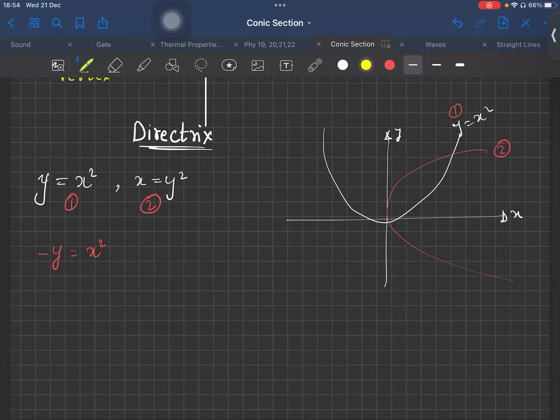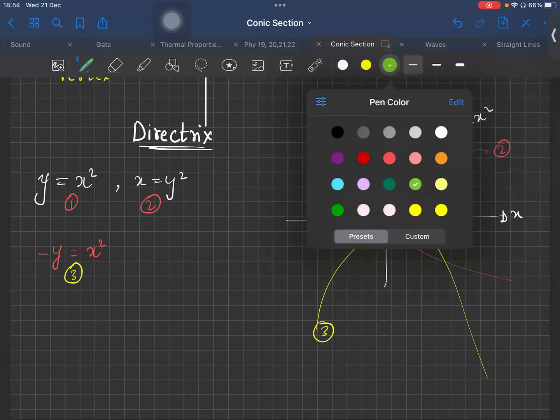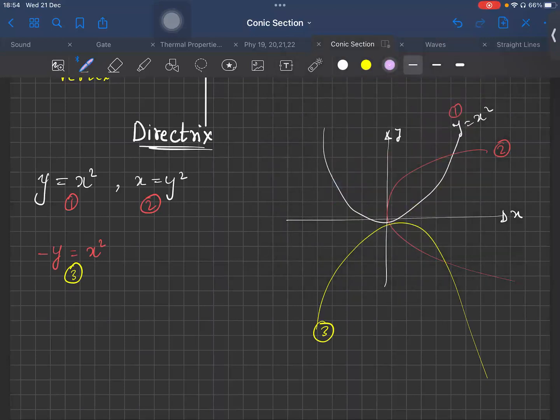So this is just you flip this curve. This is your third curve. All are parabola, right? Let's draw the fourth one. Use some color like that. Which curve is this? This is x is equal to minus y square or minus x is equal to y square. So this is your fourth curve. So all four curves represent parabola. Understood?